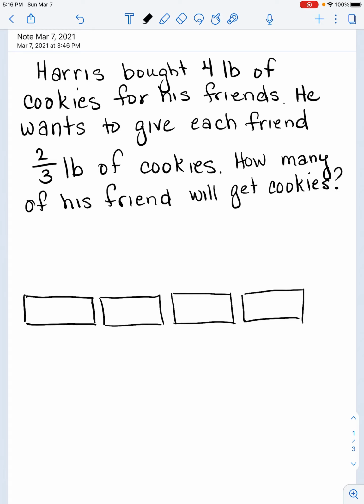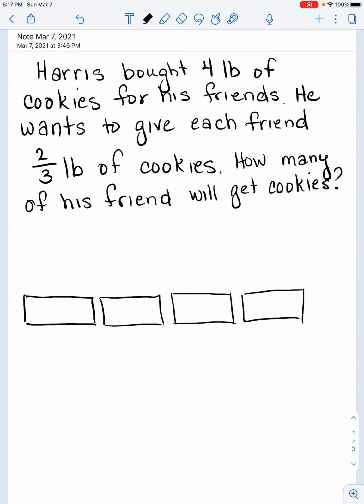Let's see if we can model problems that involve dividing a whole number by a fraction that's not a unit fraction. In other words, a fraction where the numerator is not 1. So here we have a problem. Harris bought 4 pounds of cookies for his friends. He wants to give each friend 2/3 of a pound of cookies. How many of his friends will get cookies?